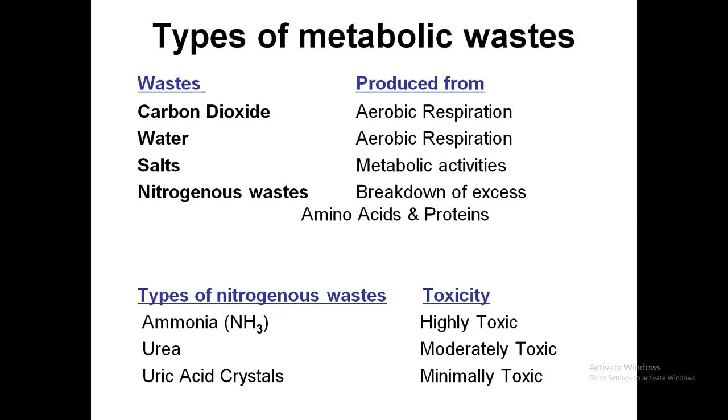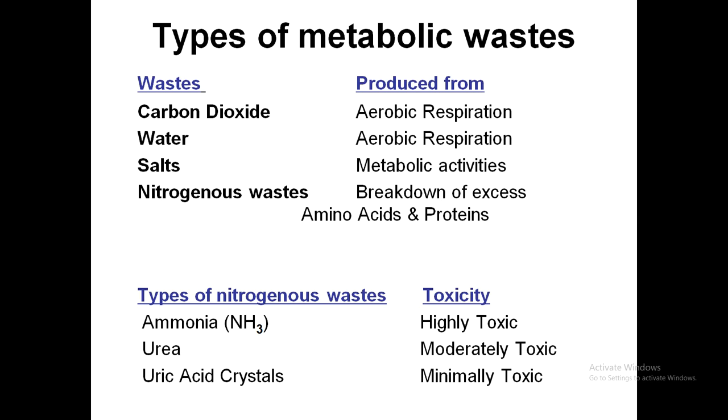For example, ammonia, which is highly toxic to the body, requires a lot of water, like 500 ml of water, to remove 1 gram of ammonia from the body. It's a huge amount of water to remove 1 gram of ammonia. So the terrestrial organisms convert ammonia into urea and then uric acid.